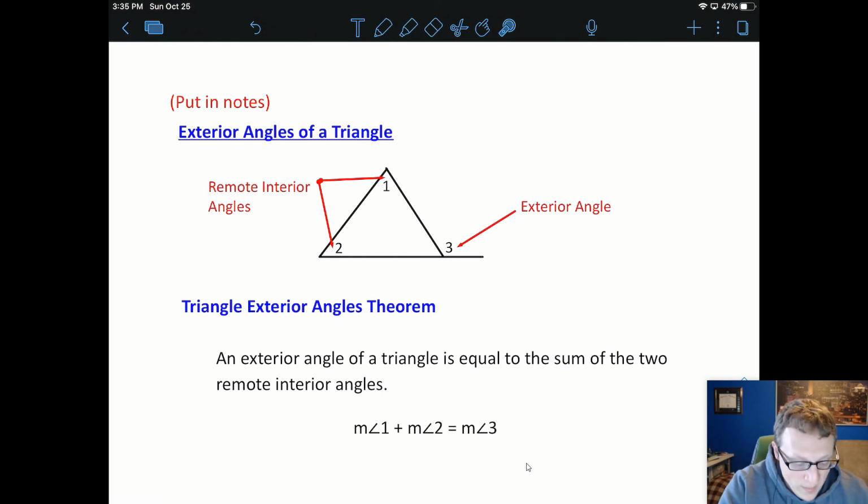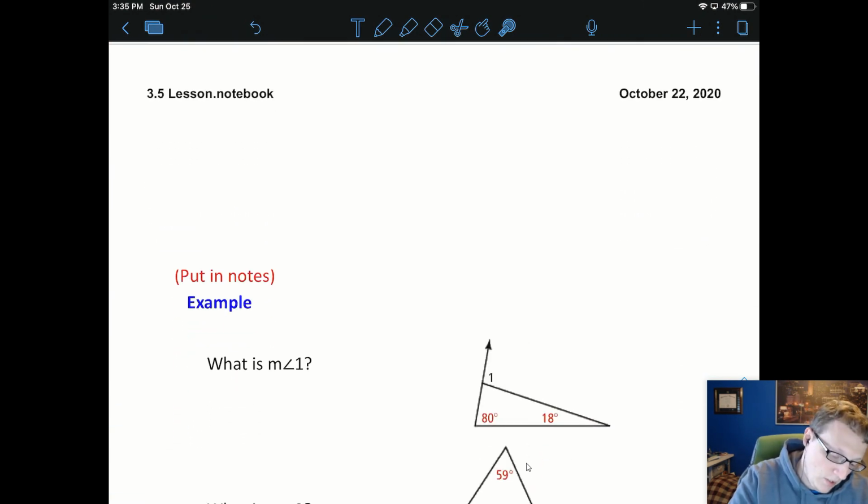The reason why I bring them up is there's a theorem that deals with these. Triangle exterior angles theorem says an exterior angle of a triangle is equal to the sum of the two remote interior angles. So if you look at this up here, angle 3 has to be equal to 1 plus 2, the measures I'm obviously talking about. We can use this to find different measures of a triangle.